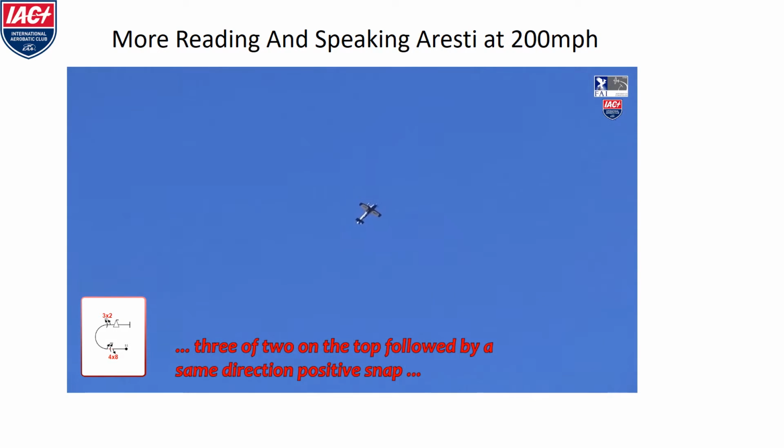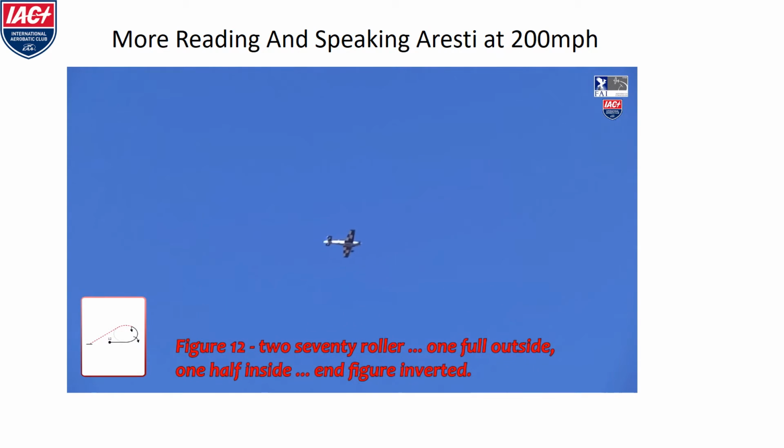3 of 2 on the top followed by a same direction positive snap. Figure 12, 270 roller, 1 full outside, 1 half inside, end figure inverted.